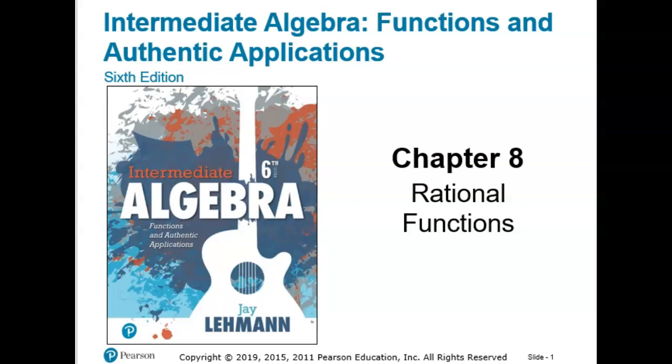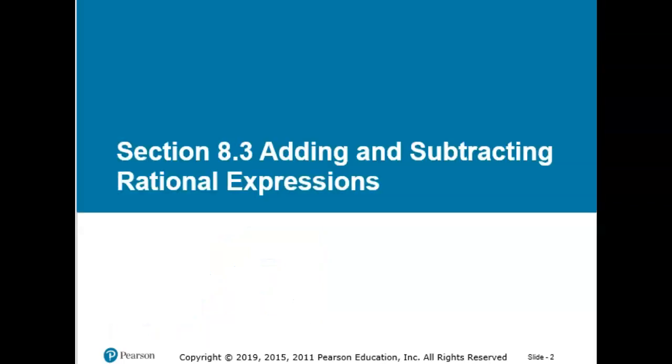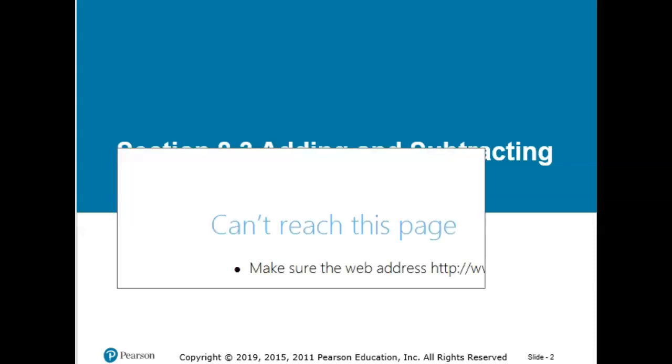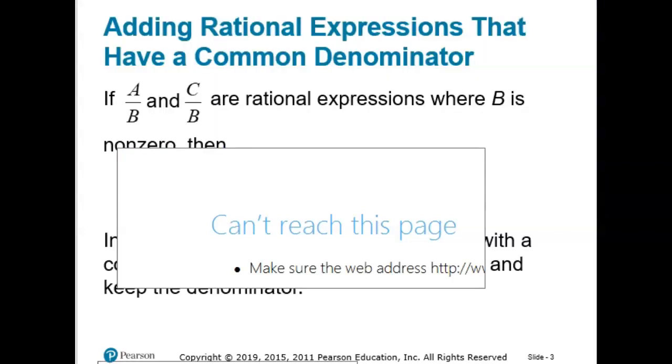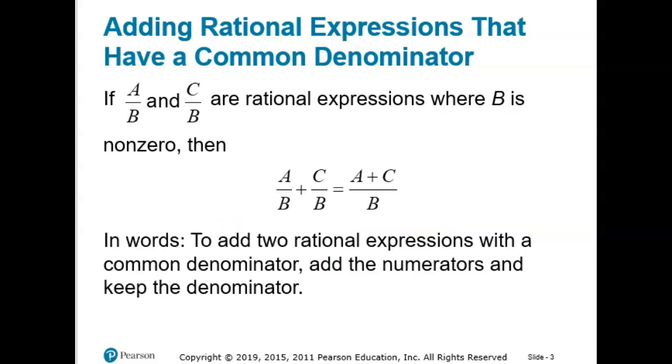Okay, wrapping up chapter 8 for us today is 8.3, rational functions. In the last section, 8.2, we focused on multiplication and division. This section is adding and subtracting. Who remembers what we have to have when we add and subtract fractions? In order to add and subtract fractions, you must have a common denominator.